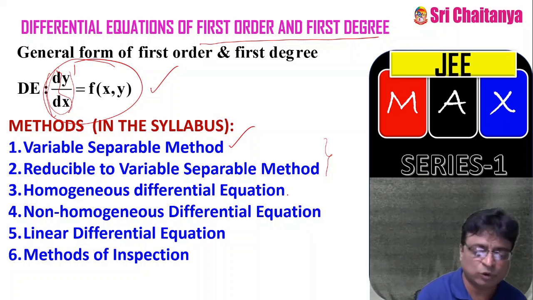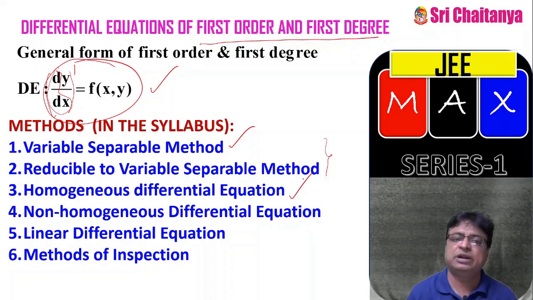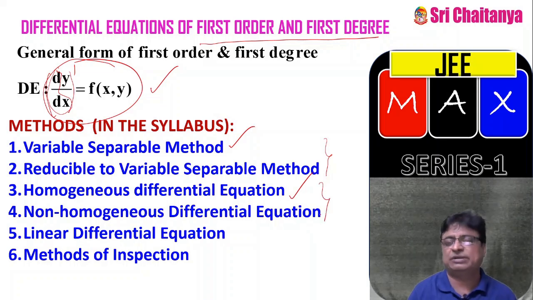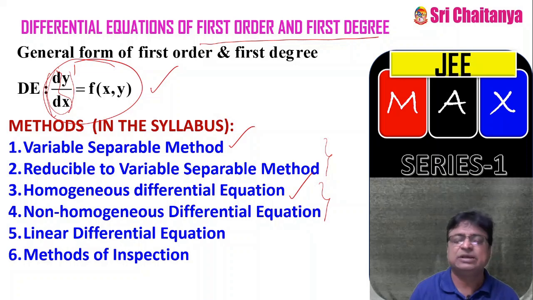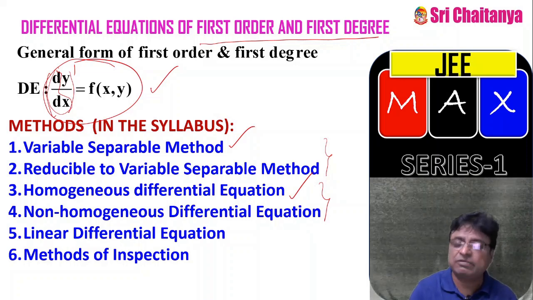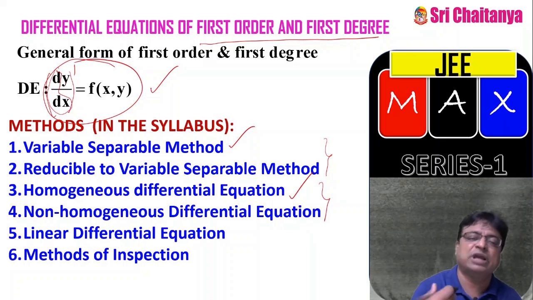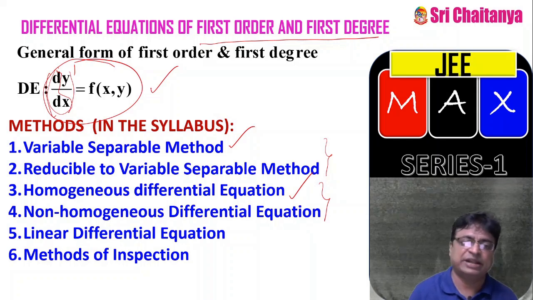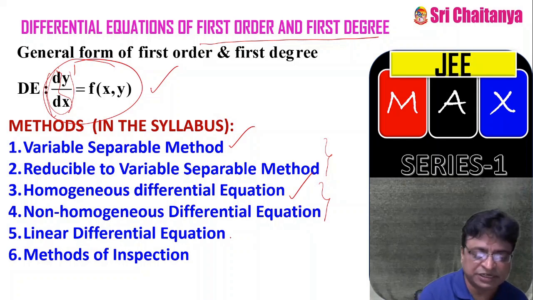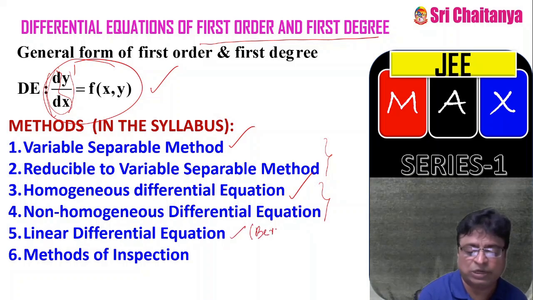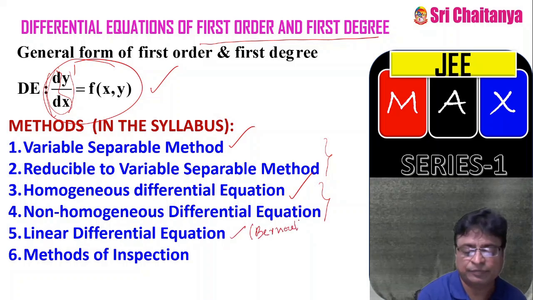And the third one is the homogeneous differential equation. The fourth one we can keep together with the third. The reason is sometimes a non-homogeneous differential equation is given, then we can convert it into a homogeneous one and solve it with the help of the homogeneous differential equation technique. And the next one is the linear differential equation. Of course, another important part here is Bernoulli's differential equation.